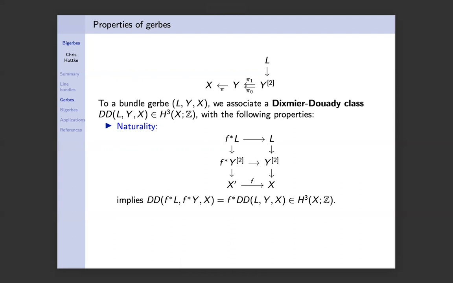So there's a naturality property. Bundle gerbes have a natural notion of pullback. So if I've got a space X prime and a map to X, I can pull back all of this data over X prime. I can pull back Y over X prime, so I can pull back Y squared over X prime, and I can pull back the bundle upstairs over all of that. And so that gives me a bundle gerbe sitting over X prime. And the pullback intertwines the pullback on cohomology.